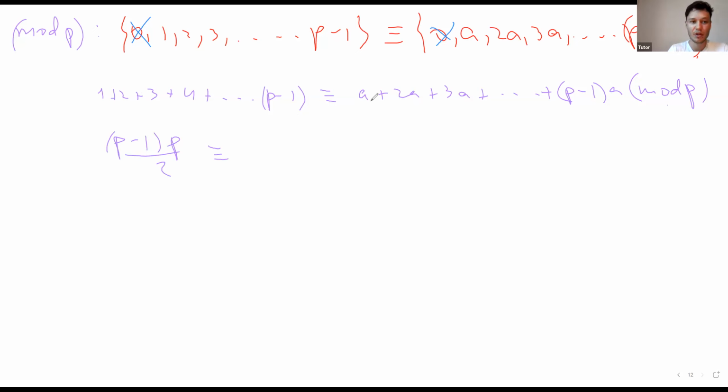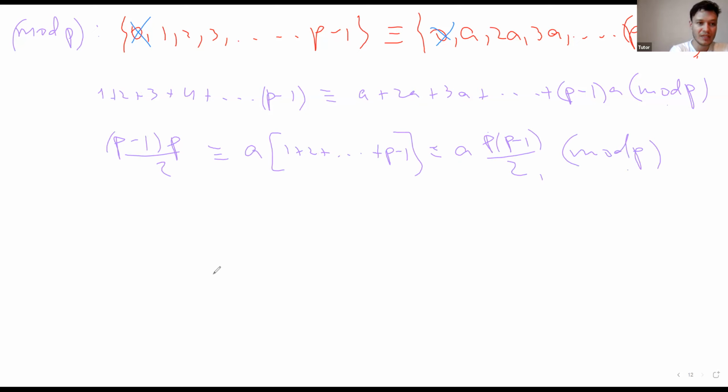And in here, if I take a in front of the parenthesis, what am I going to have? I'm going to have 1 plus 2 plus up to p minus 1, which is also going to be a times, well, what is this? It's going to be the exact same thing. So p times p minus 1 divided by 2 mod p. But this is a problem here, right? Because I multiplied, this is even, right? So p minus 1. So what did I get? I just got that p times p minus 1 divided by 2 is going to be congruent with a times p minus 1 divided by 2 mod p.